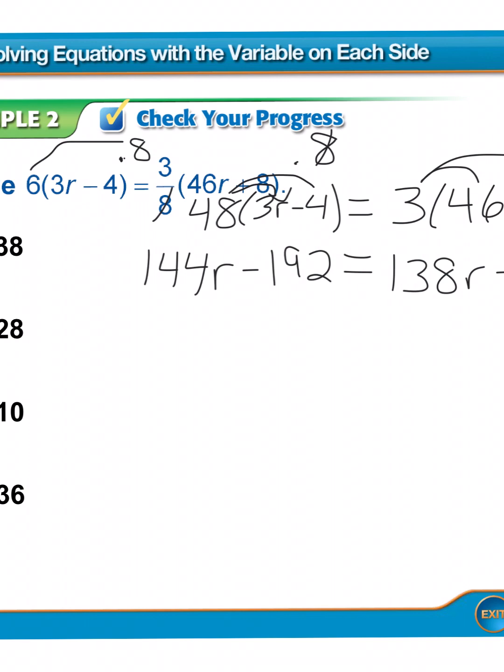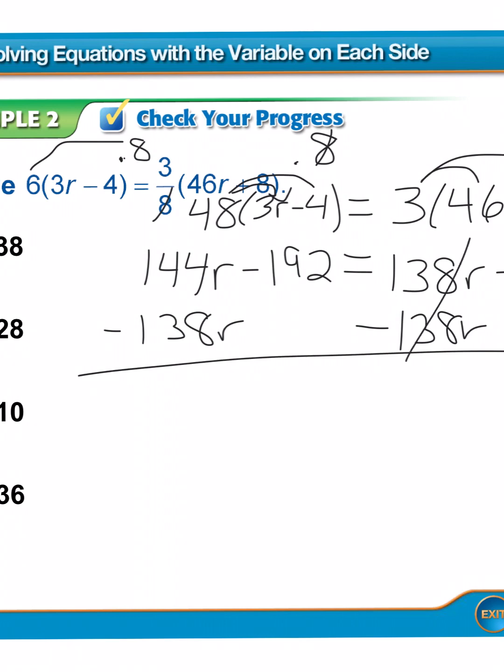Okay, we need to get r on one side. How do we get r on one side? Subtract 138 on both sides. What's 144 minus 138? That would be 6r. Okay, now it looks like what we've been doing.